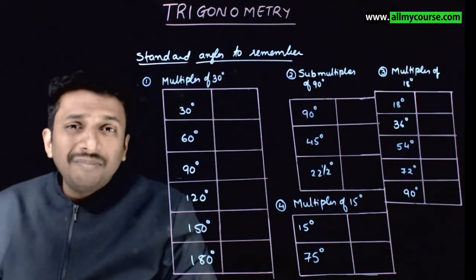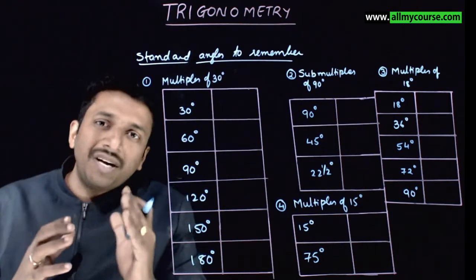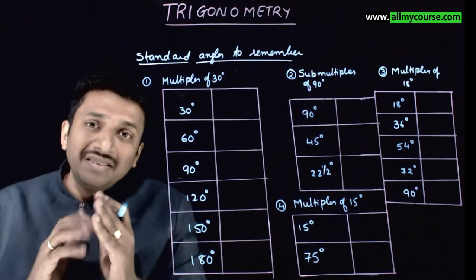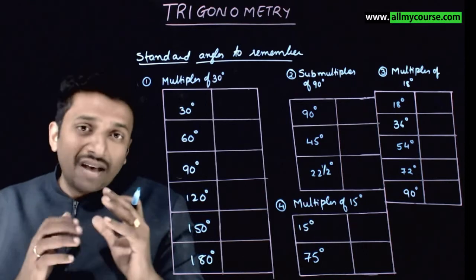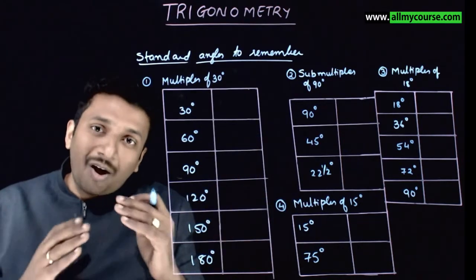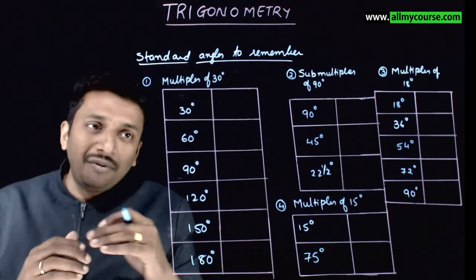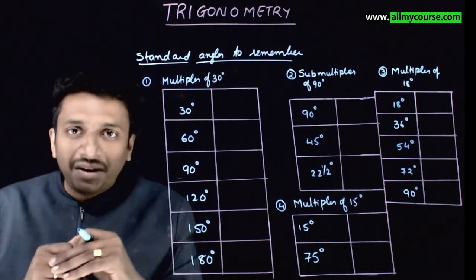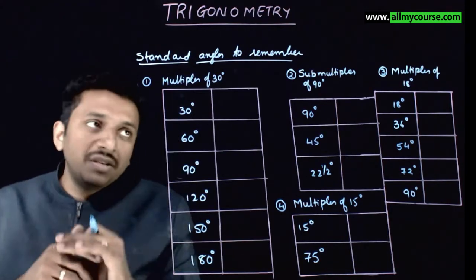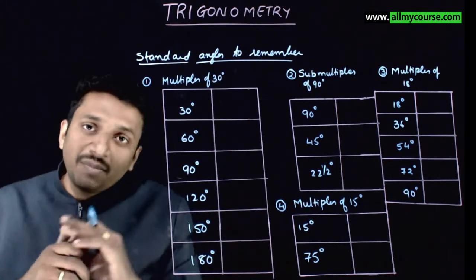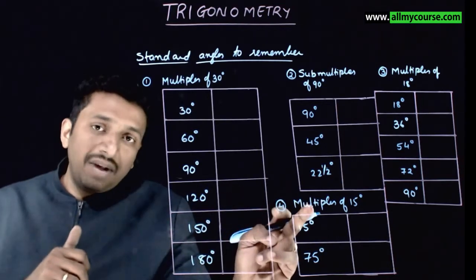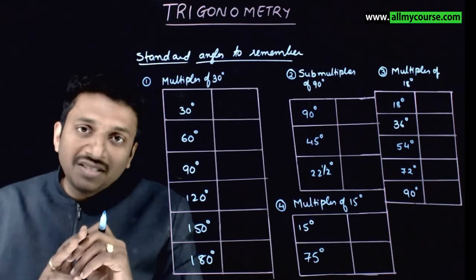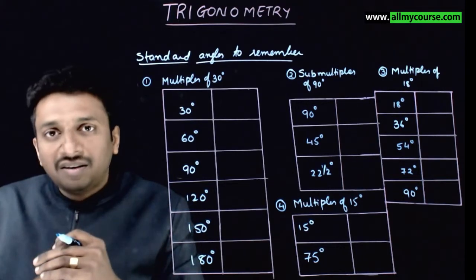So once you have understood the basic conversion between the degree measure and the radian measure, in this video let us try to remember all the standard angles. I have given the tables of all the angles that you need to remember. If you are given other angles, you can derive them, but these have to be kept in mind. First are the multiples of 30. Second are the submultiples of 90 degrees, multiples of 15 degrees, multiples of 18 degrees. All of these can be remembered by starting at appropriate places.